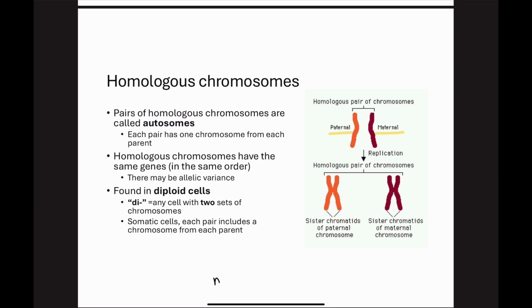Any cell that has two sets of chromosomes is called a diploid cell. Diploid cells are abbreviated as 2N. So anytime we have a cell that has two sets of chromosomes, it is called a diploid cell, and a diploid number of chromosomes is abbreviated as 2N. Our diploid cells are all of our somatic cells because our somatic cells all have 46 chromosomes.